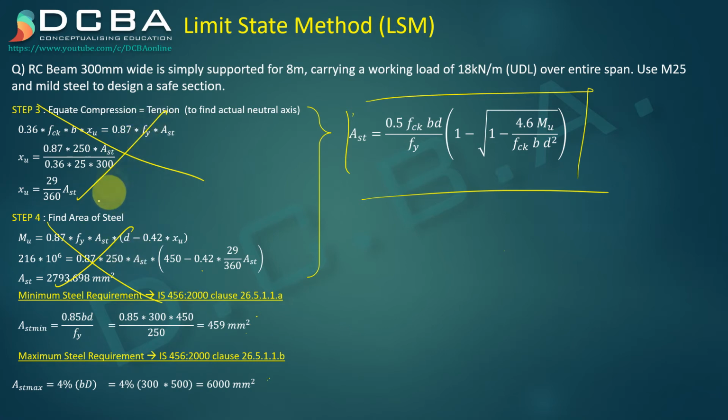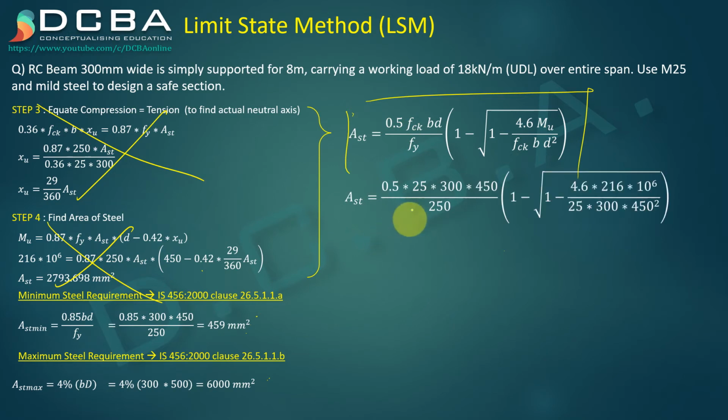So 2 steps it directly eliminates for you, and you can directly put the values here, which is 0.5 into 25 into 300 into 450 upon 250, 1 minus root of 1 minus 4.6 Mu upon FCK BD square. And AST will come out near to this value. It should actually come out equal, but because of some approximations that we do, it will not give you a value which is very much different from this value.